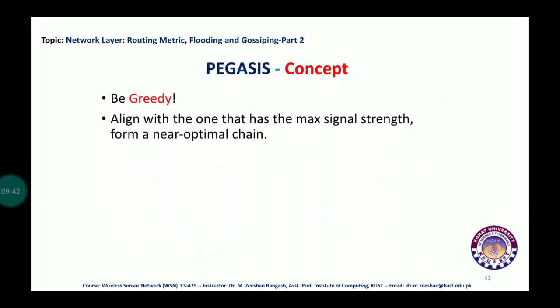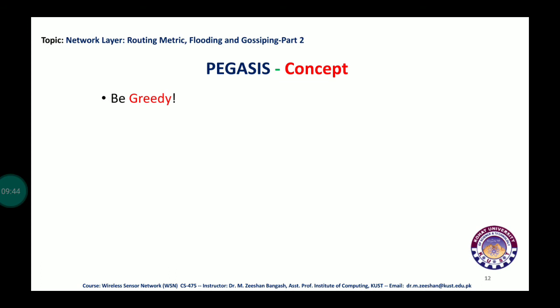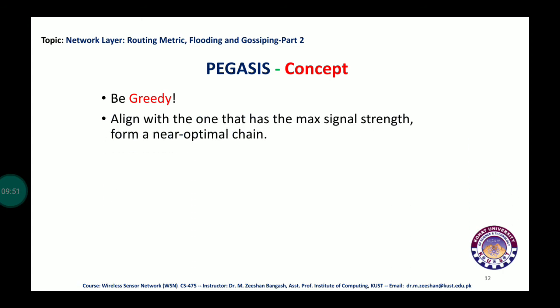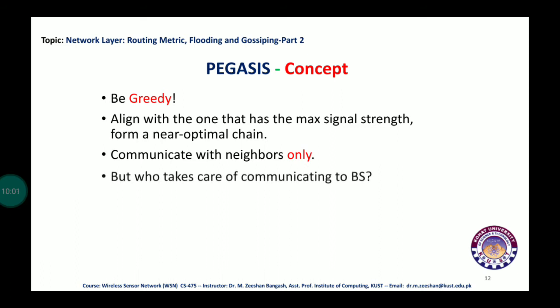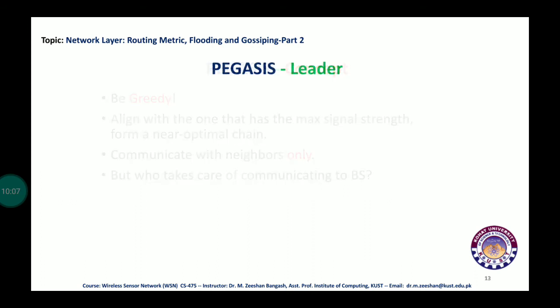So it basically covers the drawbacks that were in the LEACH protocol. And the concept basically lies on the word greedy, be greedy. So align with the one that has the maximum signal strength, form a near optimal chain, and then it tries to communicate with the neighbors only. But who takes care of the communication to the base station? This is the question that needs to be addressed.